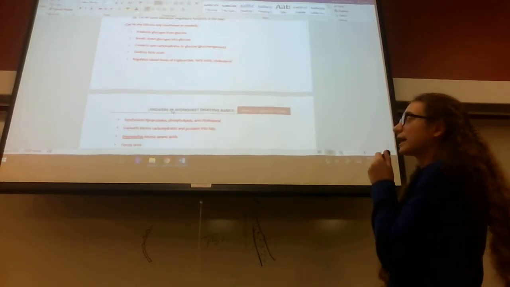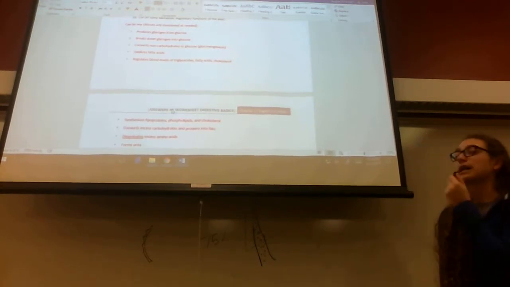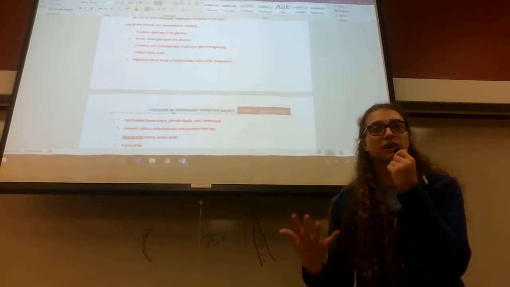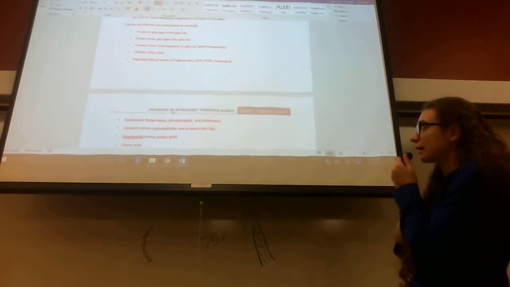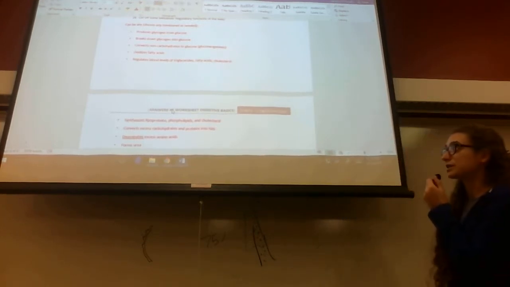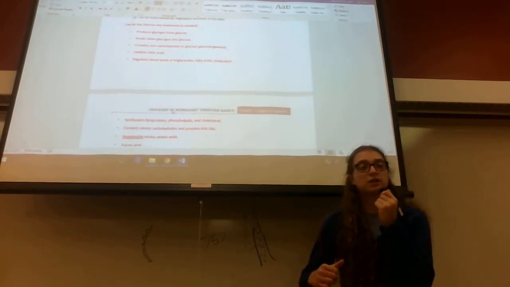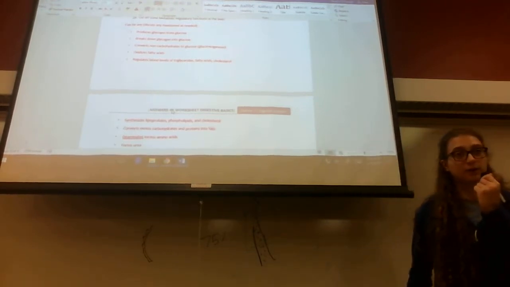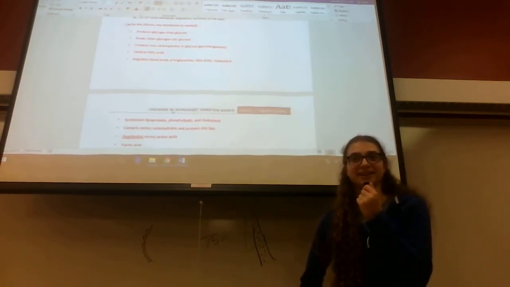It oxidizes fatty acids, so it breaks them down. It regulates blood levels of triglycerides, fatty acids, and cholesterol, like your LDL, your HDL, those sorts of things. Your liver is important for that. It converts carbohydrates and proteins into fats. So even if you're dieting, and you think if you eat a lot of carbs or a lot of proteins you're not going to gain weight, you will, because your liver will convert that into fats for your body. I know, right? Damn liver.